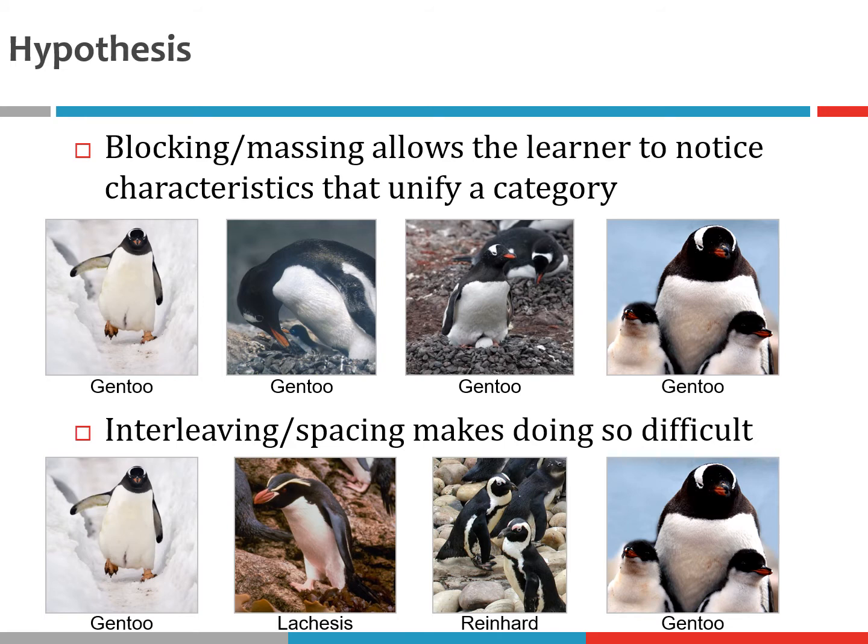When I show my students all of the pictures of Gentoo penguins, that is referred to as blocking or massing. When you see a bunch of different examples of the same thing, that's blocking and massing. Presumably, seeing many examples of the same category allows the learner to notice the characteristics that all of the examples have in common. So all Gentoo penguins have those bright orange beaks and the little arch of white around their eyes, and maybe they all have white stomachs as well.